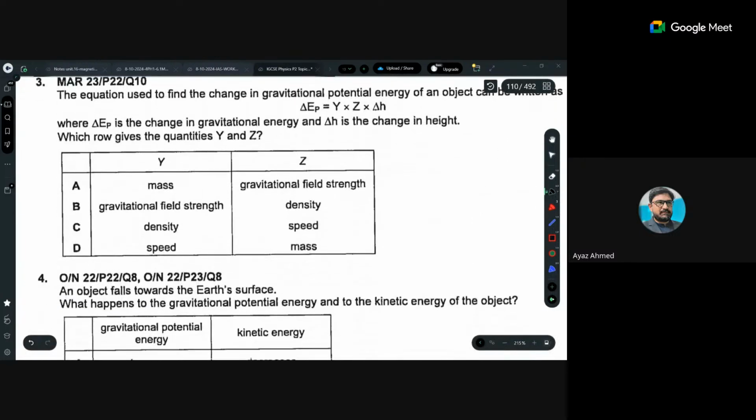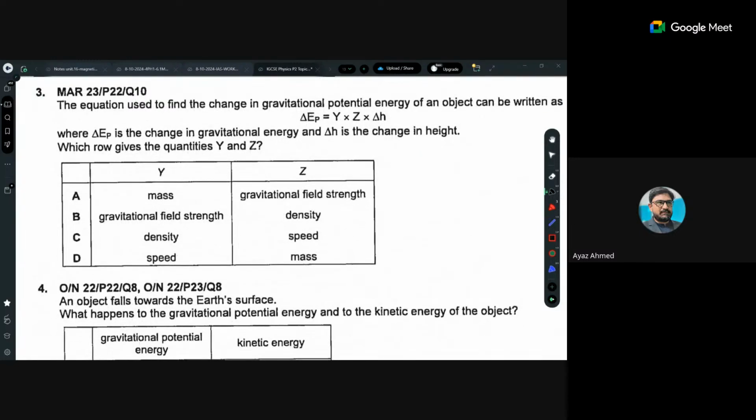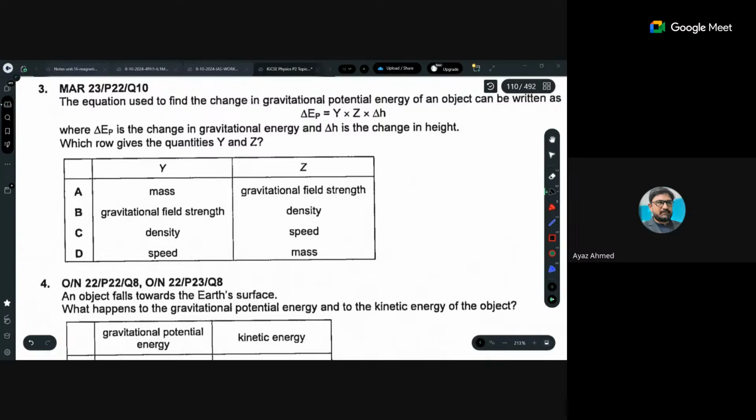Then the next one, when I go to the calculation part, I will let you know about calculation. Mostly the theory part, the descriptive, non-calculative questions, create problems for the student. The equation used to find the change in gravitational potential energy of an object can be written as delta EP, that is, change in gravitational potential energy equals m times g times delta h, where delta EP is the change in gravitational potential energy and delta h is the change in height. So what is m and what is g? Do you think that for gravitational potential energy, what formula do we have?